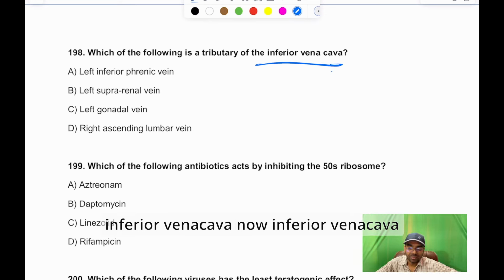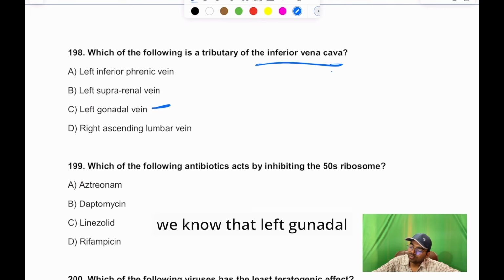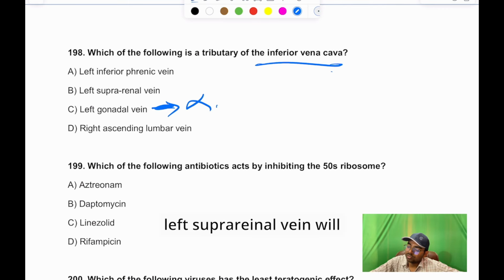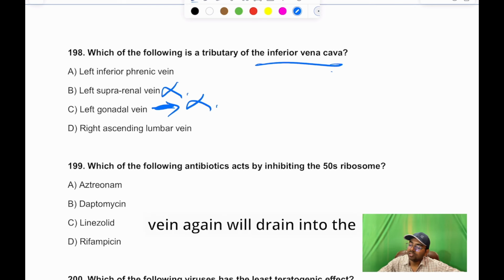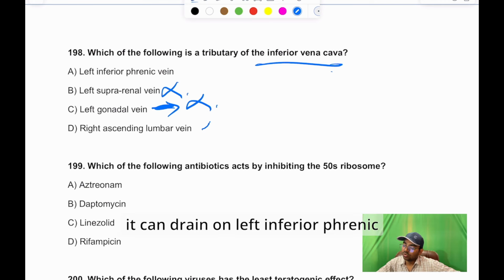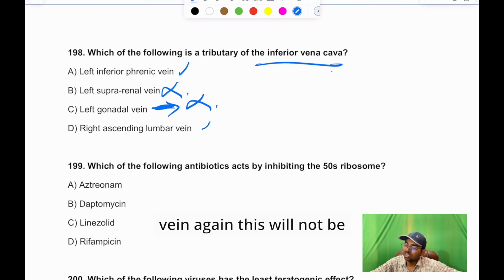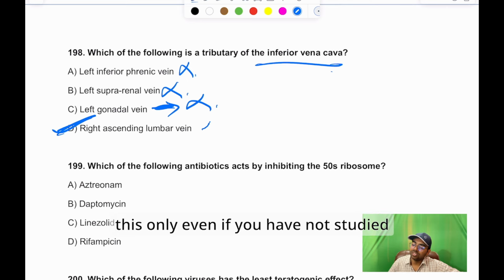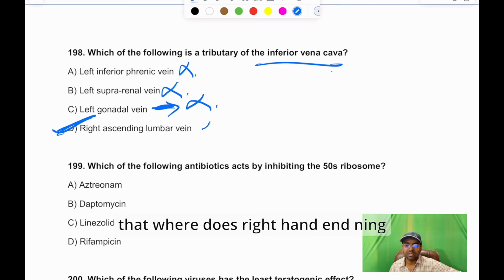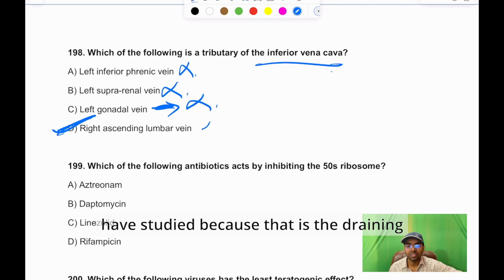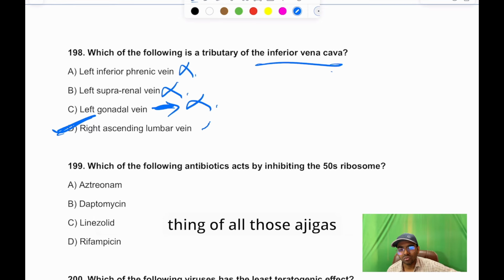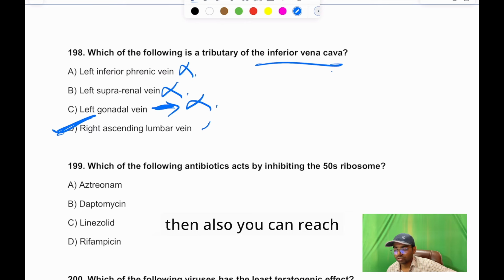Now inferior vena cava, we know that the left gonadal vein drains into the renal vein, the left suprarenal vein will again drain into the renal vein, the right ascending lumbar vein will drain into the azygos, and the left inferior phrenic vein again will not be draining. So we are left with this only. Even if you have not studied where the right ascending lumbar vein drains, if you know the other three, then also you can reach the answer.